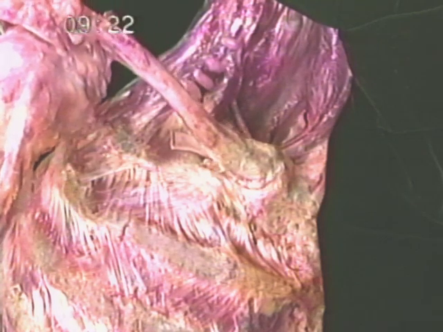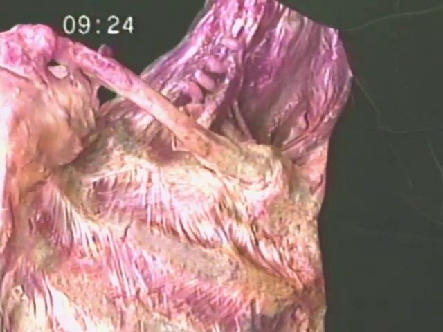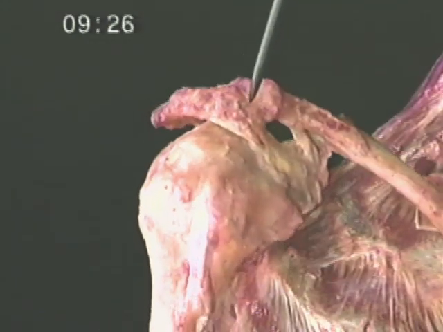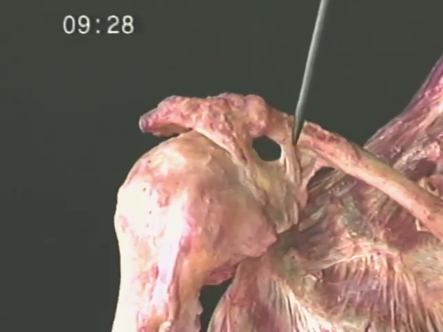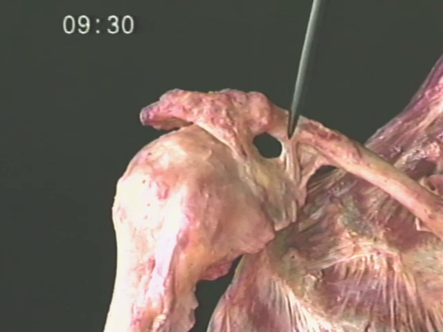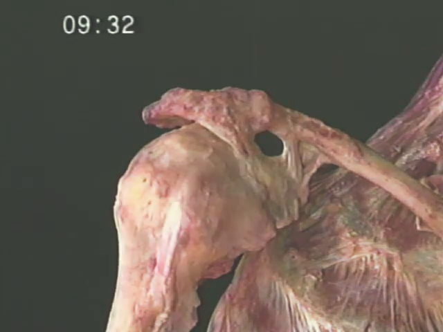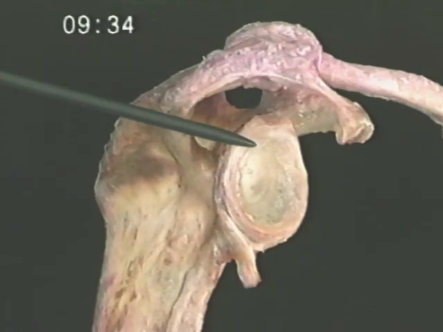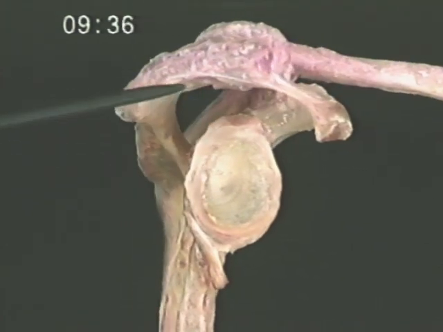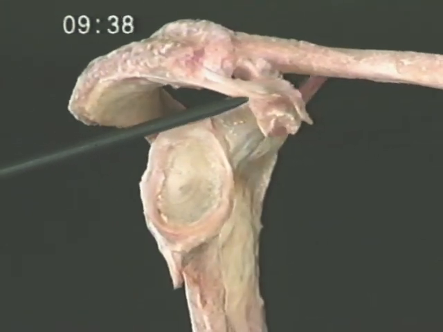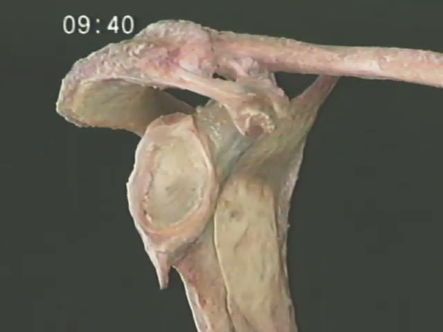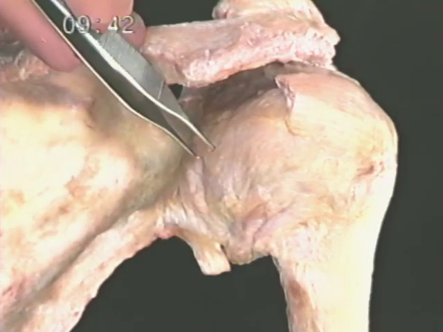Here's the sternoclavicular joint, and here's the acromioclavicular joint with the conoid ligament and the trapezoid ligament. On the scapula, here's the glenoid labrum and the coracoacromial ligament. Lastly, here's the capsule of the shoulder joint.